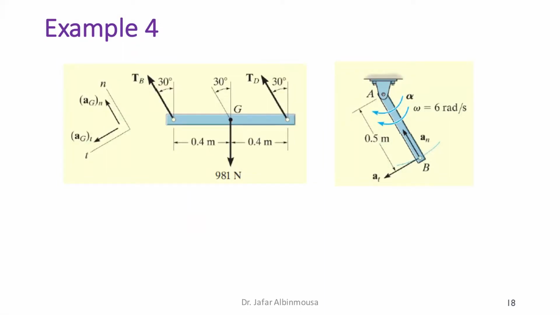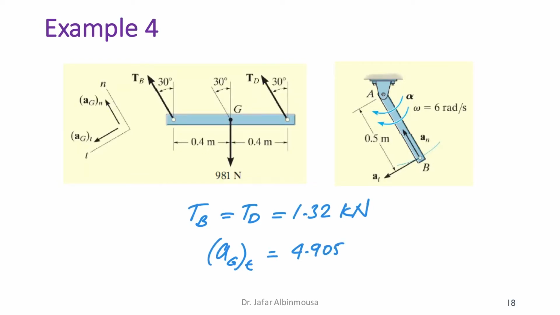By solving the three equations, we will get TB equals TD, which is equal to 1.32 kilonewton, and we will get a_g tangential equals 4.905 meter per second square.